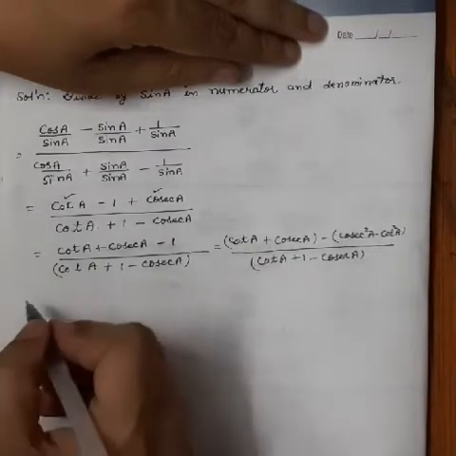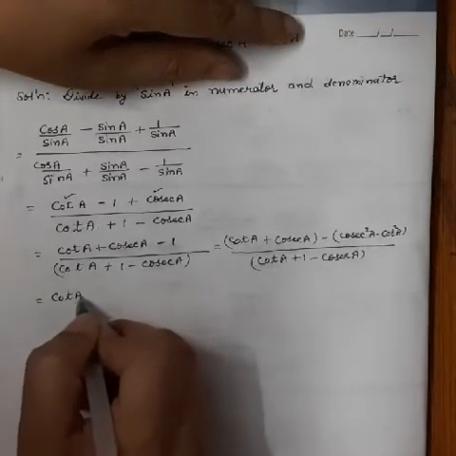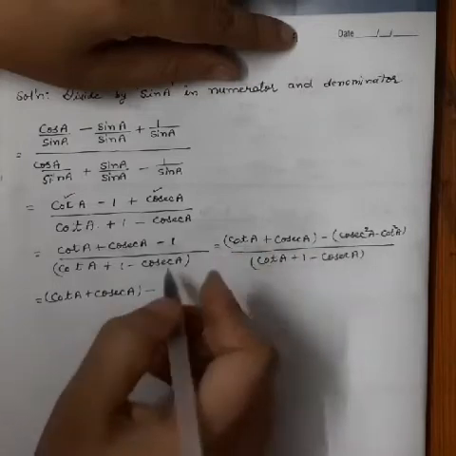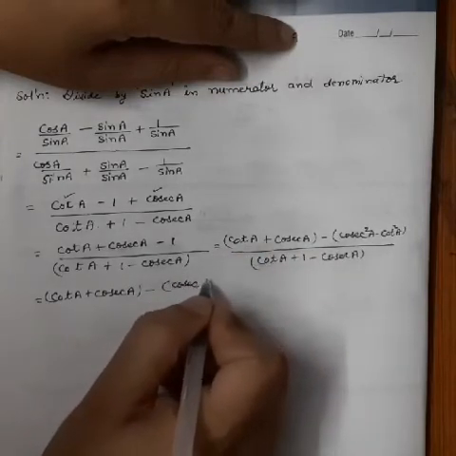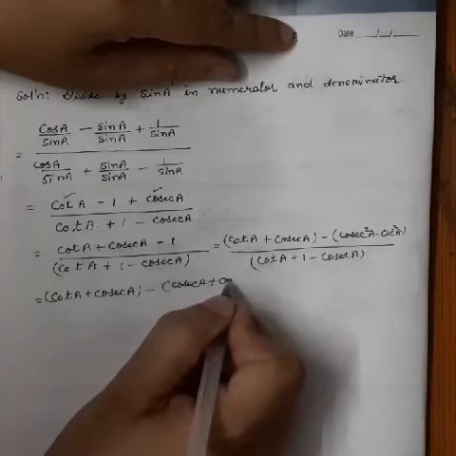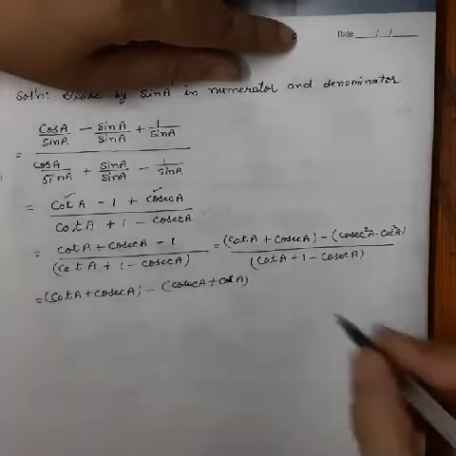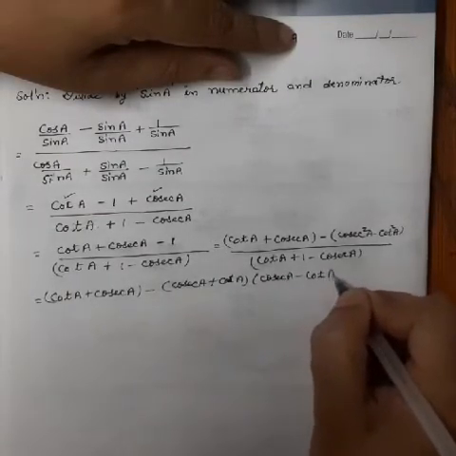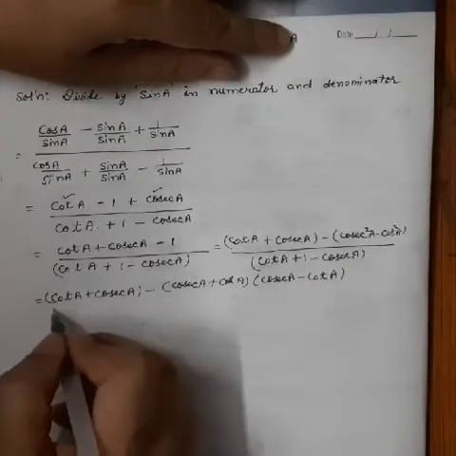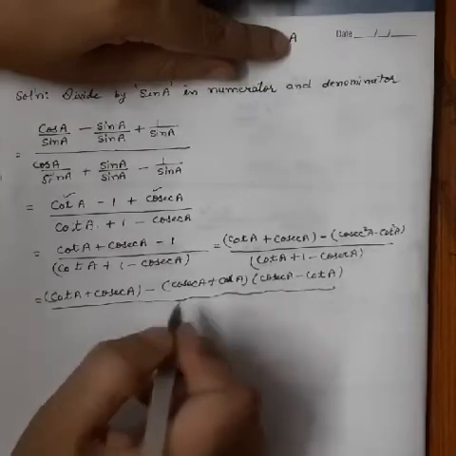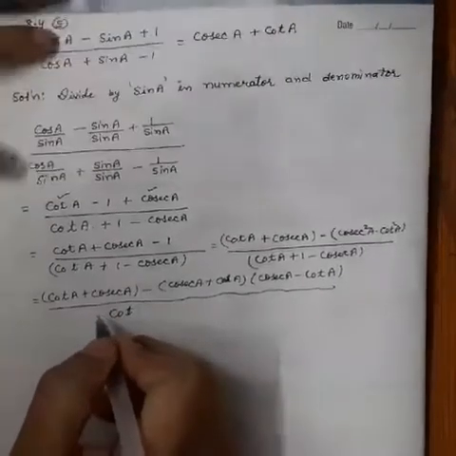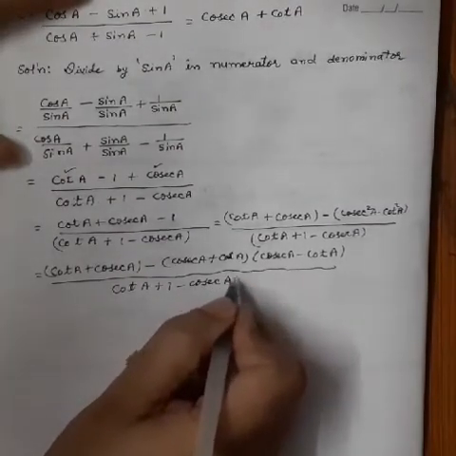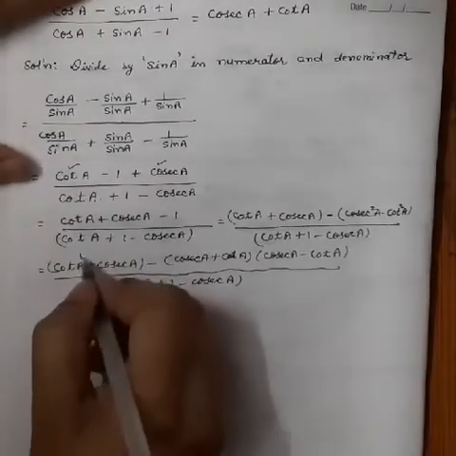Okay, then you see, (cot a plus cosec a) minus, this is a square minus b square, so (a plus b) and (a minus b), that is (cosec a minus cot a), and the denominator will be the same, cot a plus 1 minus cosec a. Now see what is common.